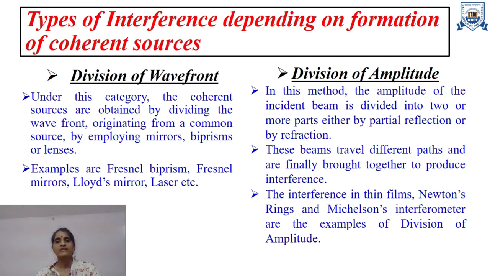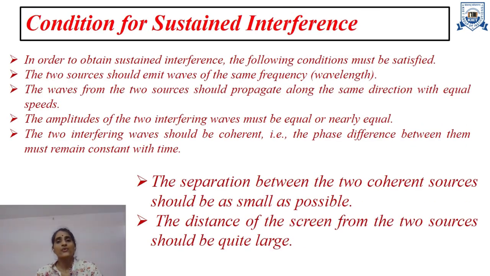So in this way, the beams travel different paths and are finally brought together to produce interference. Division of amplitude phenomena we normally see in Newton's experiment, interference in thin films of uniform and non-uniform thickness, and Michelson interferometer. All these are examples of division of amplitude which we are going to study in the near future topics. Now, in order to have a sustained interference pattern, what are the basic conditions which should be fulfilled?